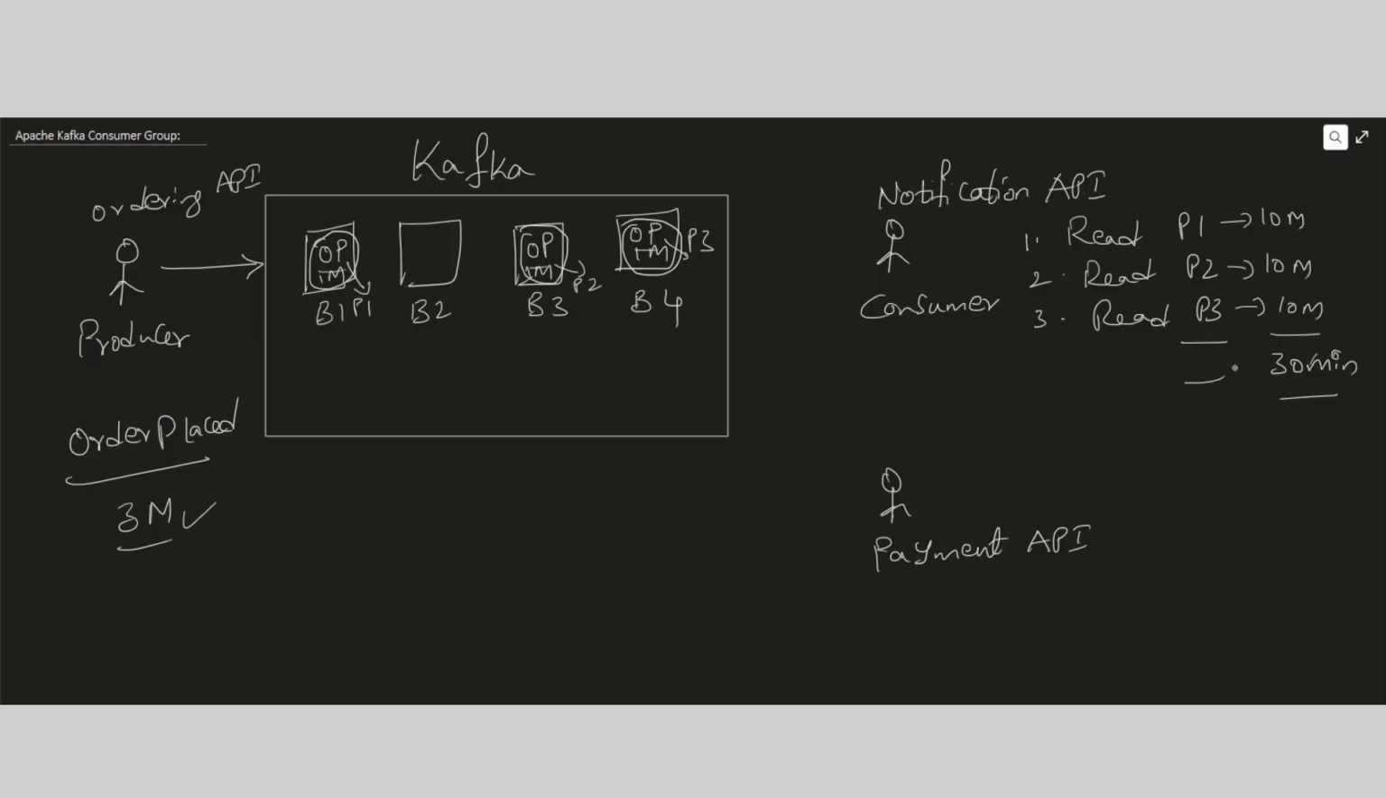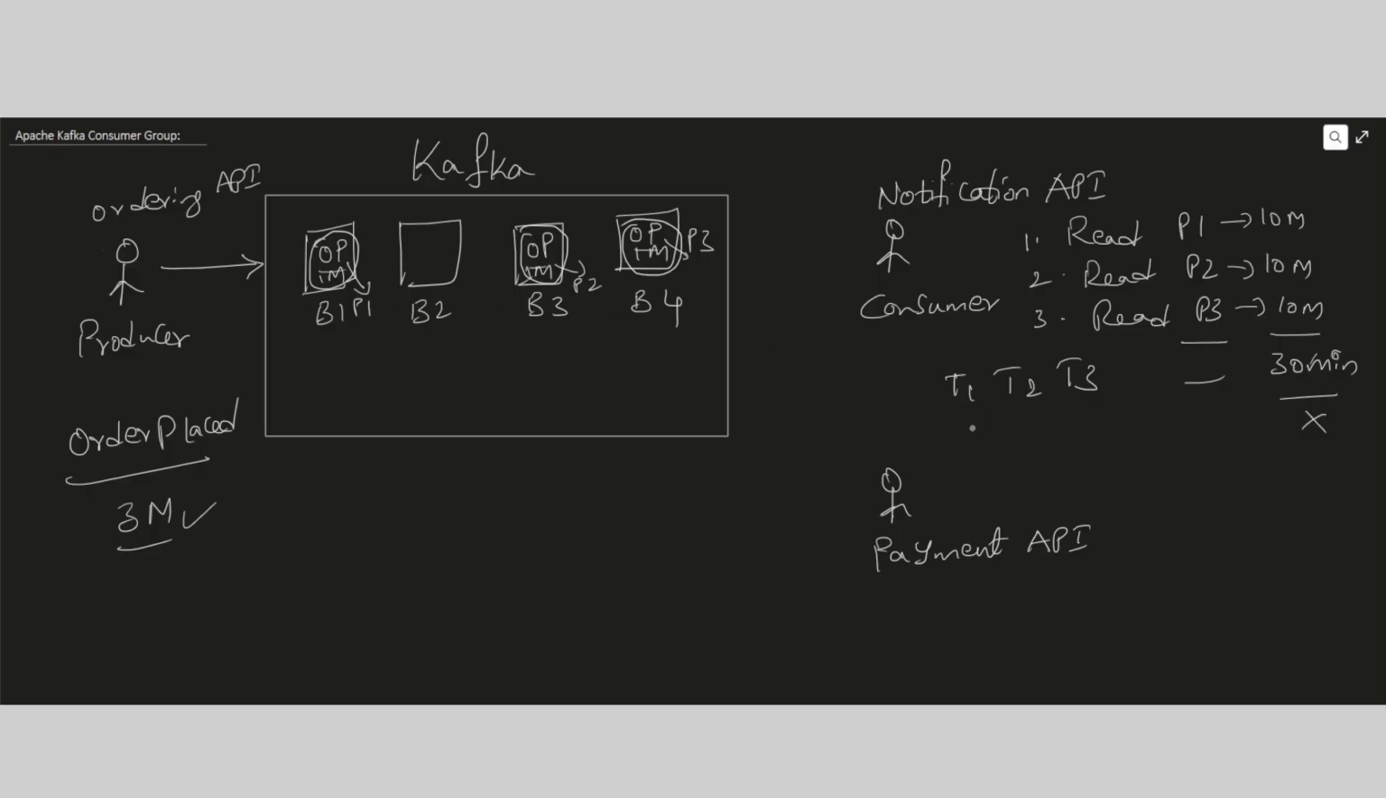But this is not optimal. Why are we taking so much time? Instead, we can read from each server in parallel. So what are the ways to read in parallel? In the notification API, probably we can create three different threads, and each thread can read data from each partition separately in parallel.